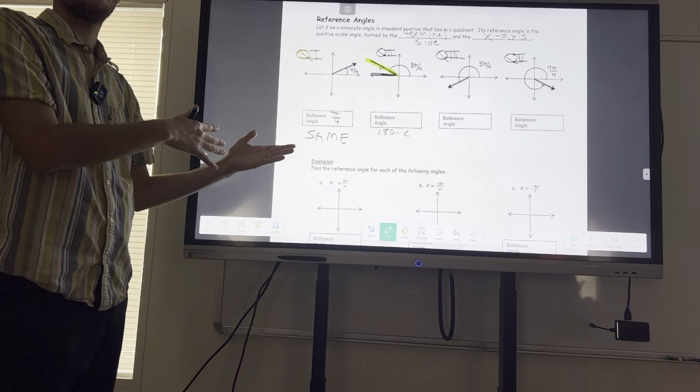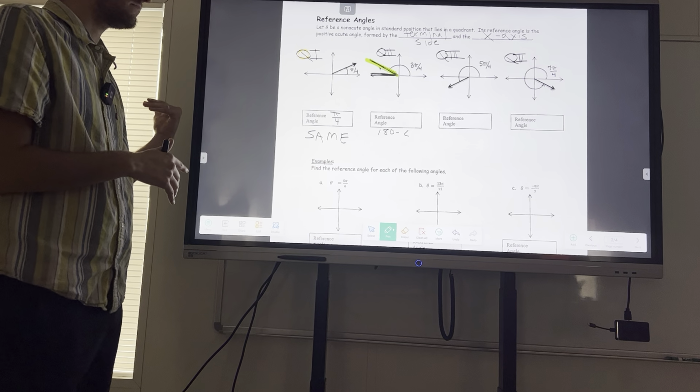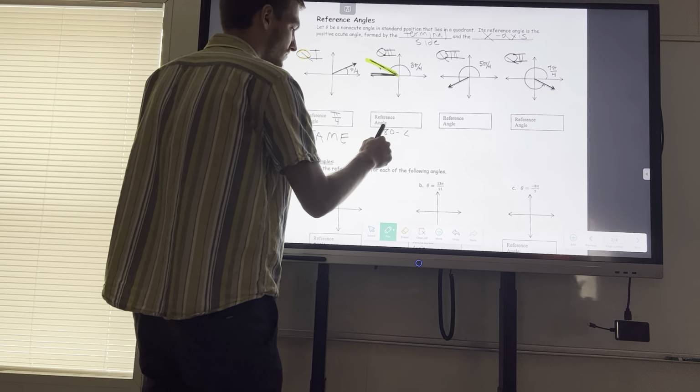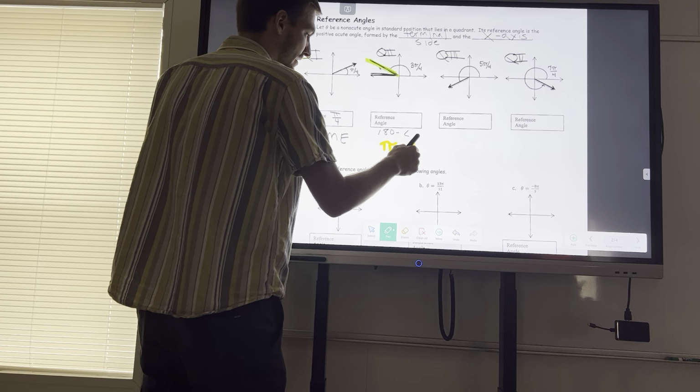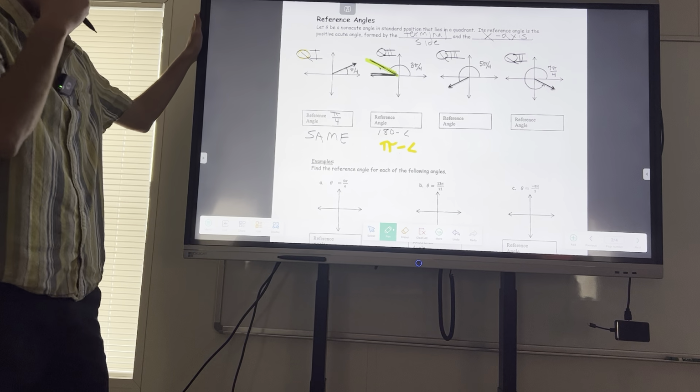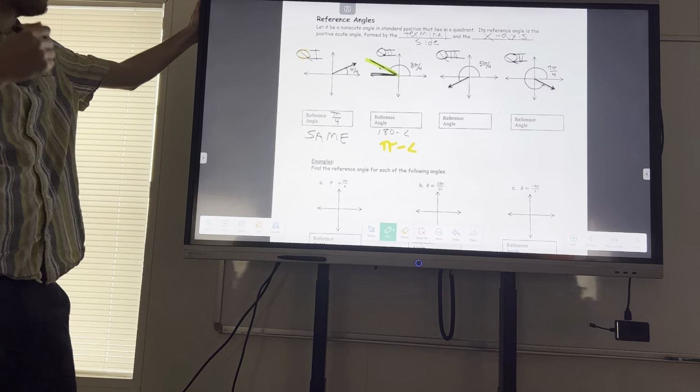180, what is the radian form of 180? Pi. Pi minus angle. So there you go. We need to do pi minus the angle.